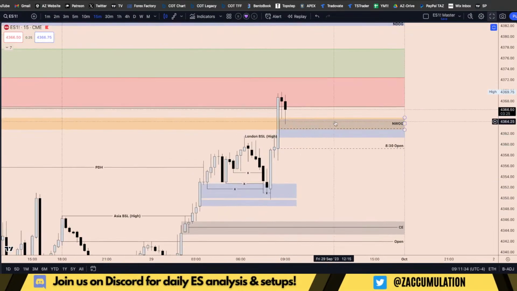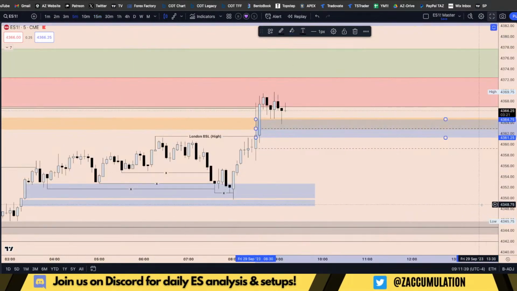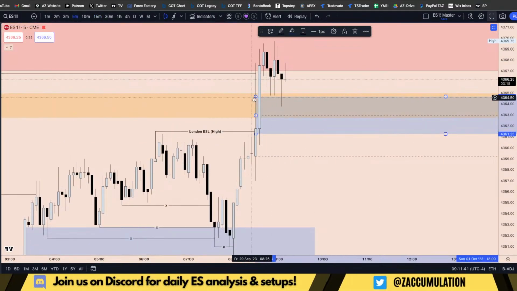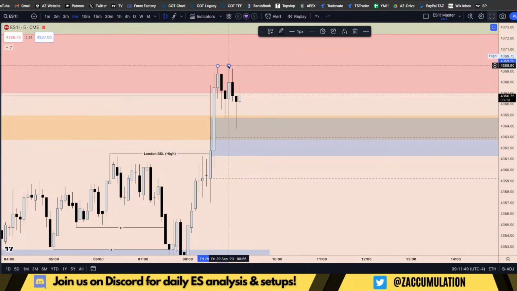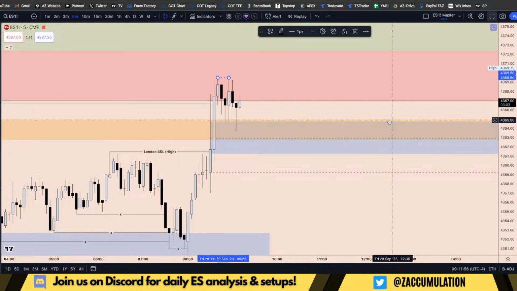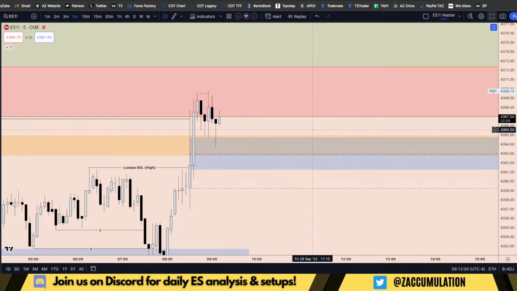Alright, so we tapped into the 15-minute bullish fair value gap paired with the new week opening gap. Once we tap into it, we immediately get a rejection wick. So we keep that in mind. We swept the high right here. Yeah, it's pretty obvious. It's 9:10 now. We still have 20 minutes until the New York Open. I already talked about my plan, what I could see play out.